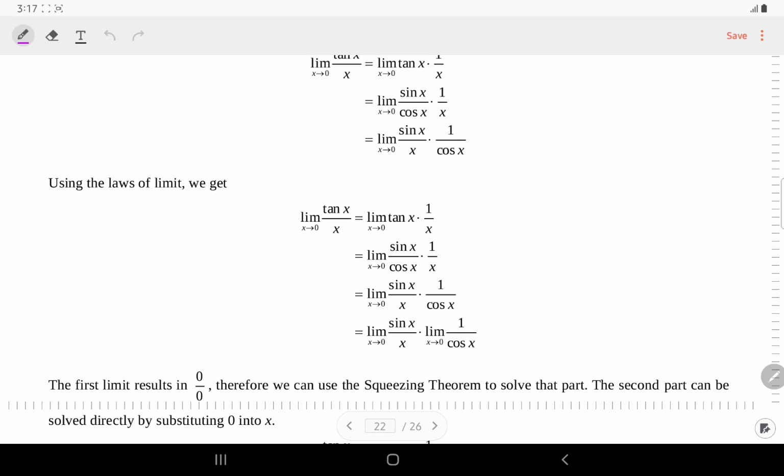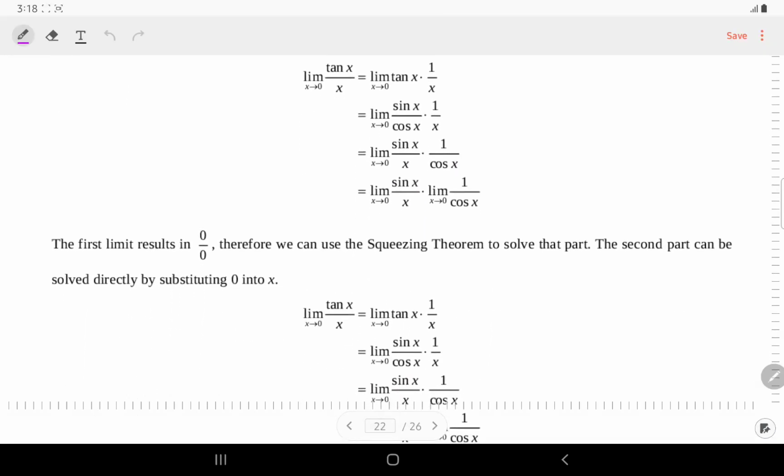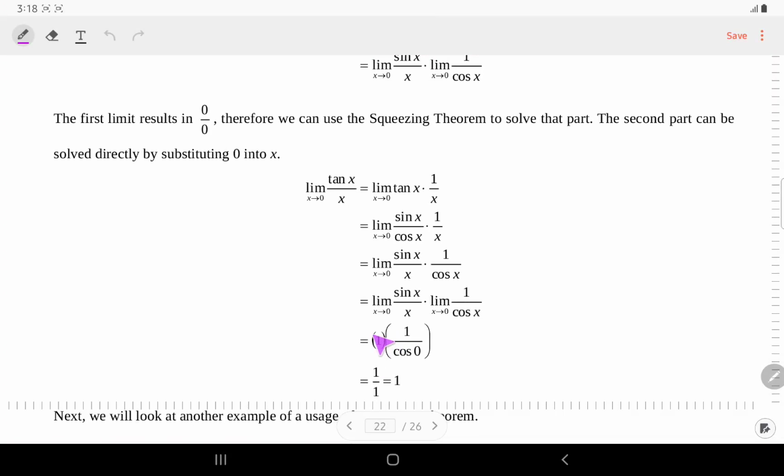But before that we need to use the law of limit. We have reached here, and then use the law of limit. The limit we split for these two functions. So it will become limit x approaches 0 for the first function multiplied with the limit of the second function. So for the first term here, we can apply the squeezing theorem and it will become 1. This limit as x approaches 0 of sin x divided by x equals 1 using the squeezing theorem.